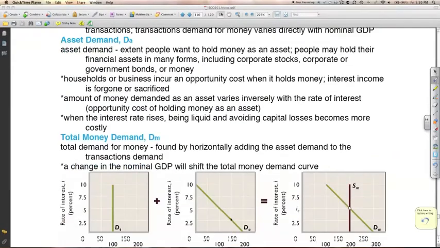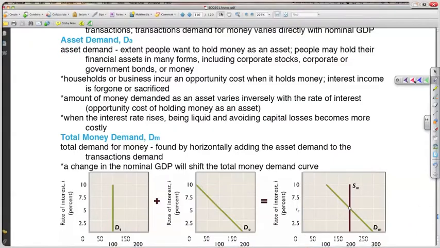Next, we have our asset demand. So asset demand is to the extent when people want to hold money. So that's the idea of them just holding it in their hands or holding it in their savings or checking accounts. Now, their other option is to put it into financial assets. So corporate stocks or possibly corporate or government bonds.